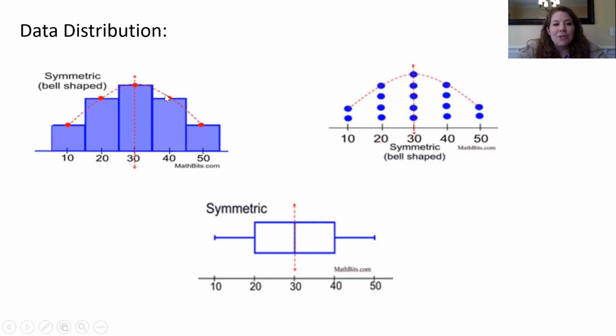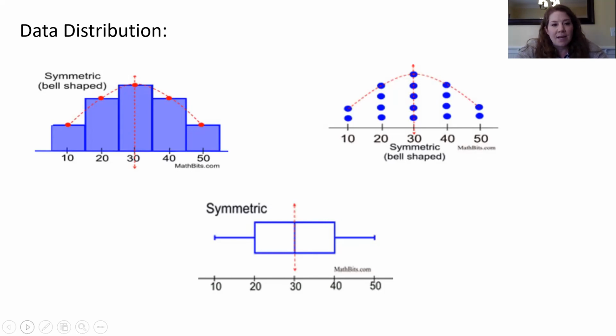So if you have a bell-shaped curve like this, that is symmetric because both sides of the picture, if you fold it on top of each other, would match, all right? Same thing as this line plot. We have that nice symmetric bell shape there. And this box and whisker plot, if I bent it or folded it where that red line is, both sides would match up.